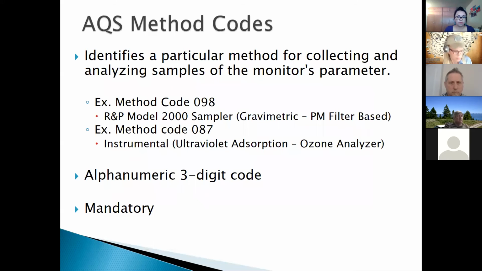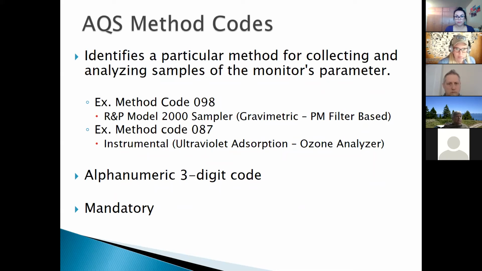Okay, AQS method codes. This code identifies a particular method for collecting and analyzing samples of the monitor's parameter. An example would be method code 098, which corresponds to an RNP, now Thermo Scientific, Model 200 particulate air sampler, which uses a Teflon filter to collect particulate matter that is then sent to a gravimetric lab for analysis to determine the total weight of particles deposited on the filter.